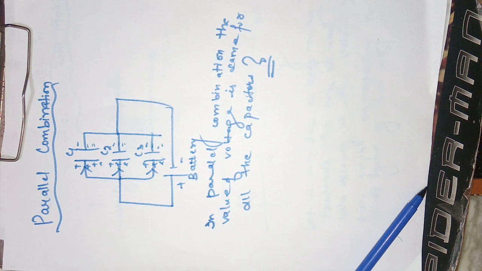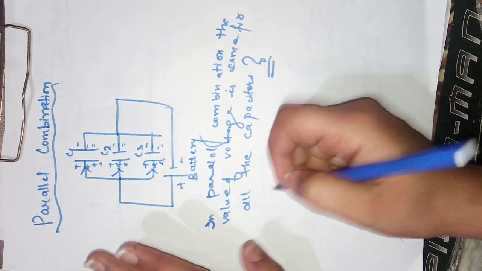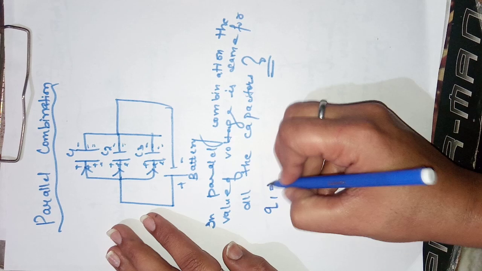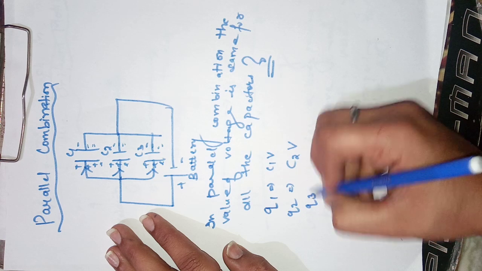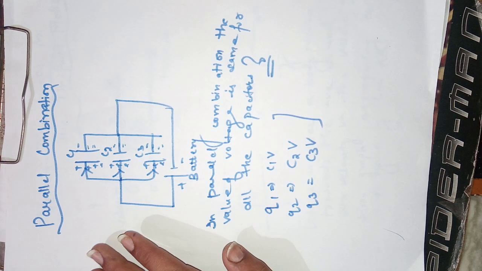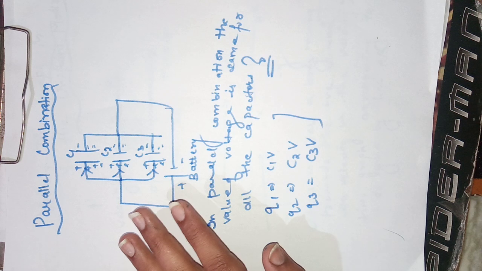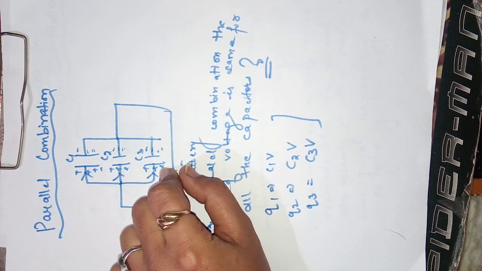Similarly, in parallel combination, since the value of voltage is the same, we are going to calculate the value of charge for the three capacitors, take their sum, and hence calculate the formula for the net capacitance in the parallel combination. How? The charge across the first capacitor is given by C1V, across the second capacitor C2V, across the third capacitor C3V. We have the three values of charges across the first, second, and third capacitor respectively.